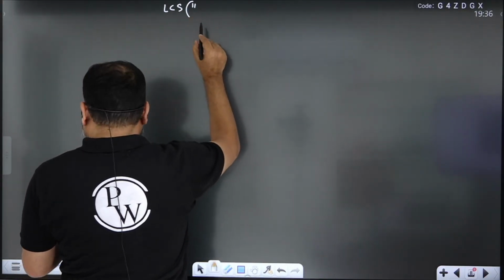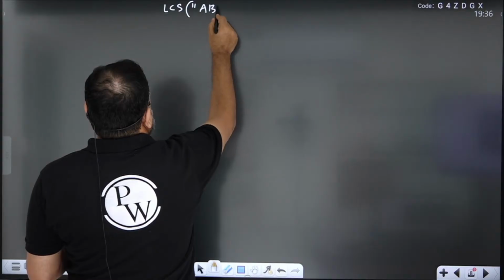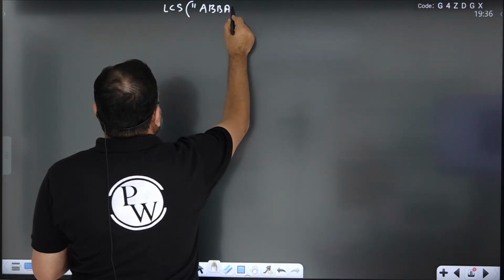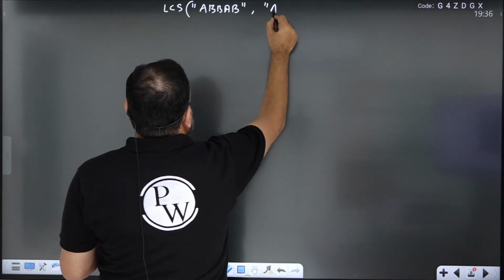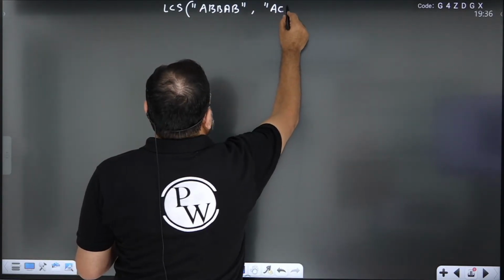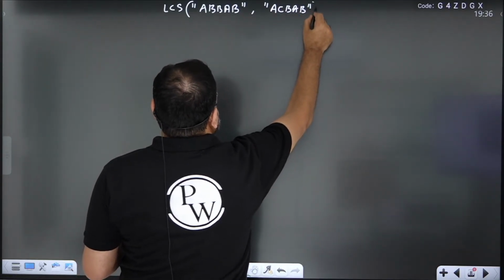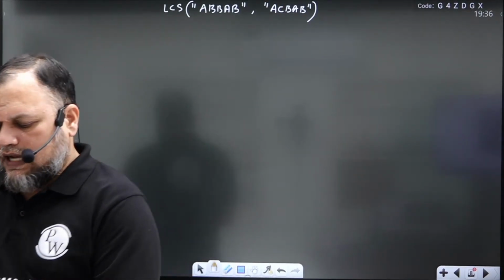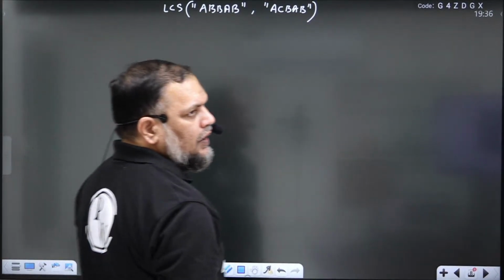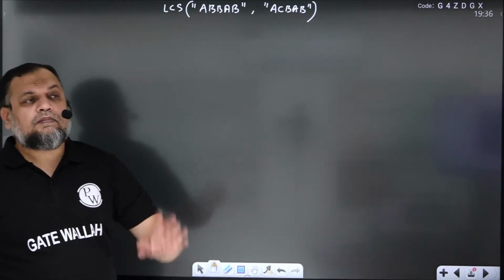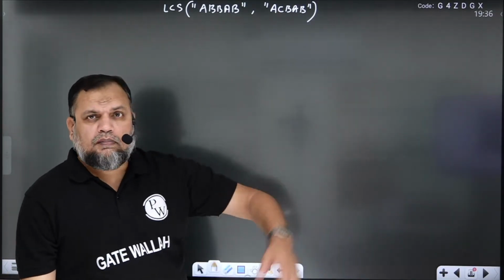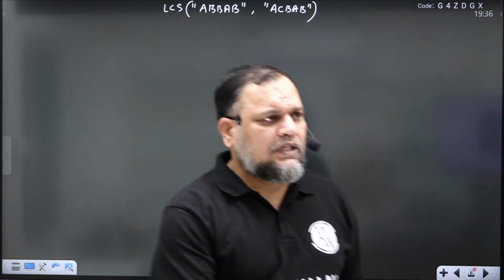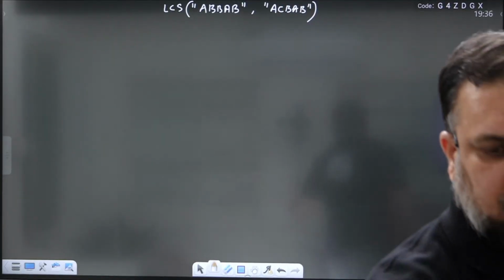LCS of, let's take the two strings as ABBAB and ACBAB. चलिए, एक्चुअली ये प्रॉब्लम तो हम सॉल्व कर सकते हैं by taking our tabulation form. ठीक है, टैबुलेशन फॉर्म से तो हम ऑलरेडी सॉल्व कर सकते हैं, लेकिन मैं ये चाहूंगा आप ये शॉर्टकट मेथड लर्न करें so that in the exam you can apply this shortcut if you want. जैसे मैंने मल्टी स्टेज ग्राफ के लिए शॉर्टकट अप्लाई किया था, उसी तरह आप इसके लिए भी अप्लाई कर सकते हो शॉर्टकट. कैसे करेंगे? Please have a look. See on board.